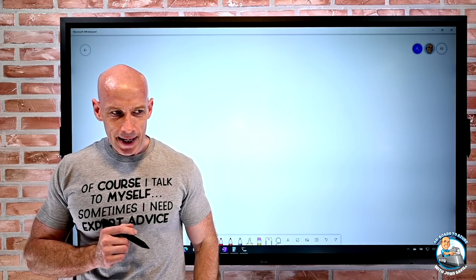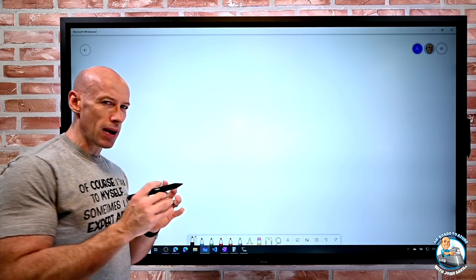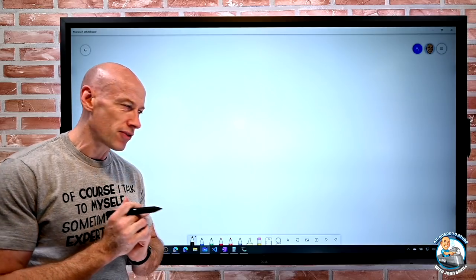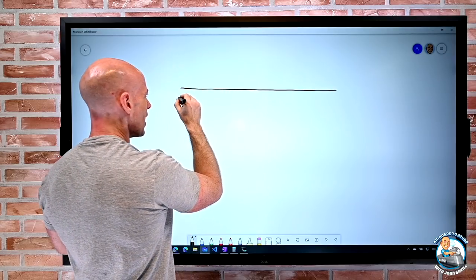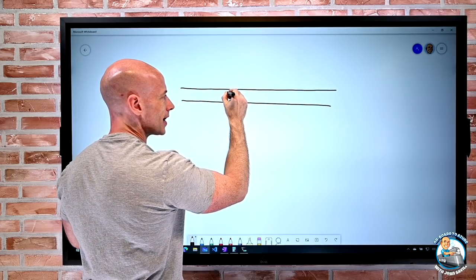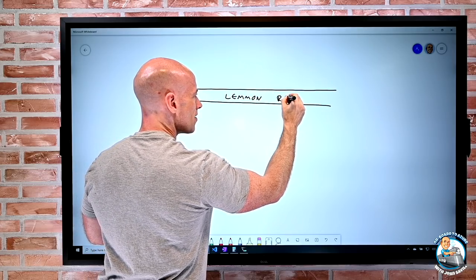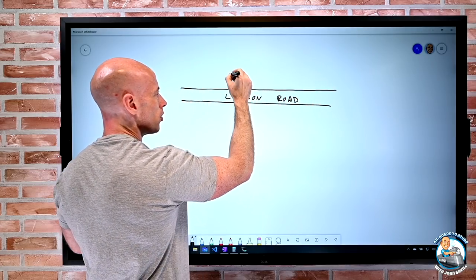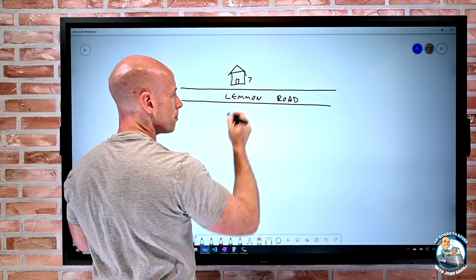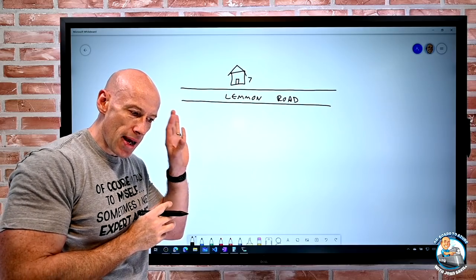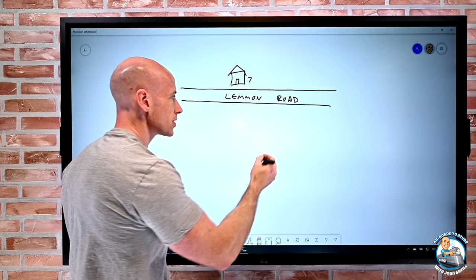So let's dive in. I'm going to start with a street analogy, which you may think is a little bit weird, but you'll get to where I'm going with this. Say I have a street, and we're going to call this Lemon Road. I have a house on Lemon Road, a fairly standard little house, and I live at number 7. So that's my address. Now I want to deliver a letter to someone else.